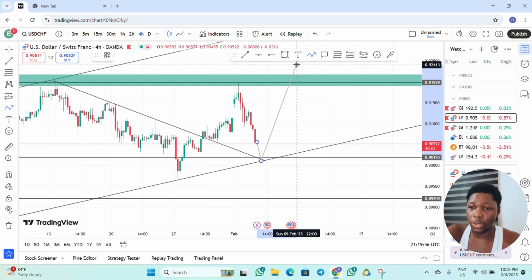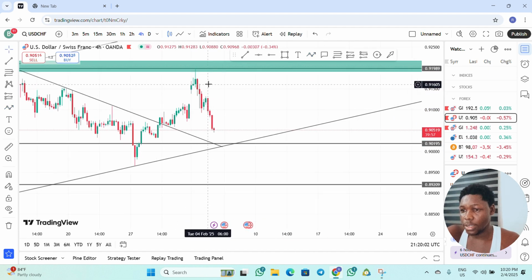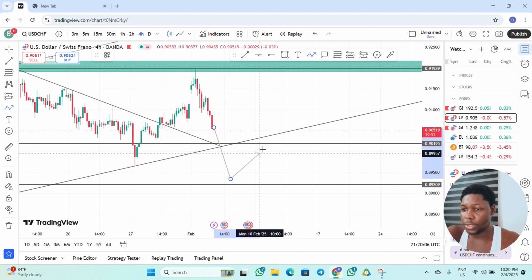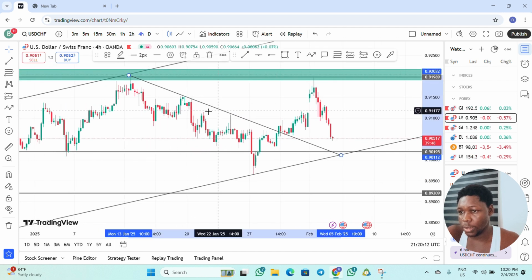Always remember there must be consolidations and then liquidity, so you don't jump into the market just so quickly like that. And there's also a chance that the market can also come down here and give us a break below and then to the downside. So this is what we have here.